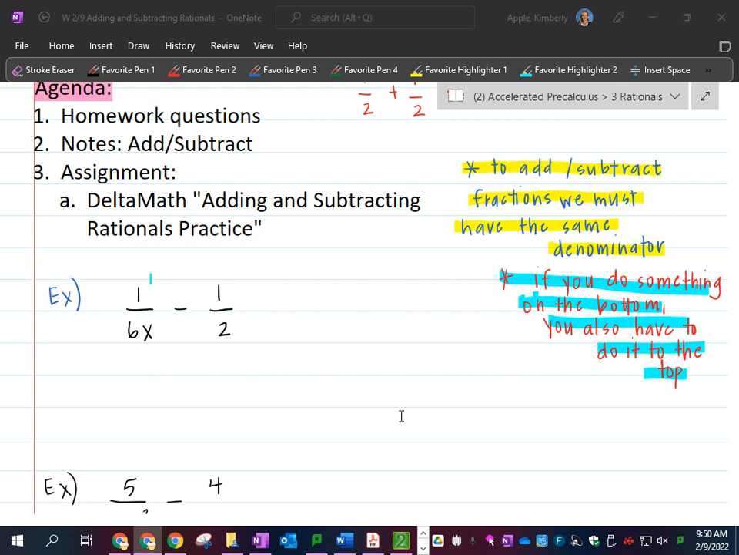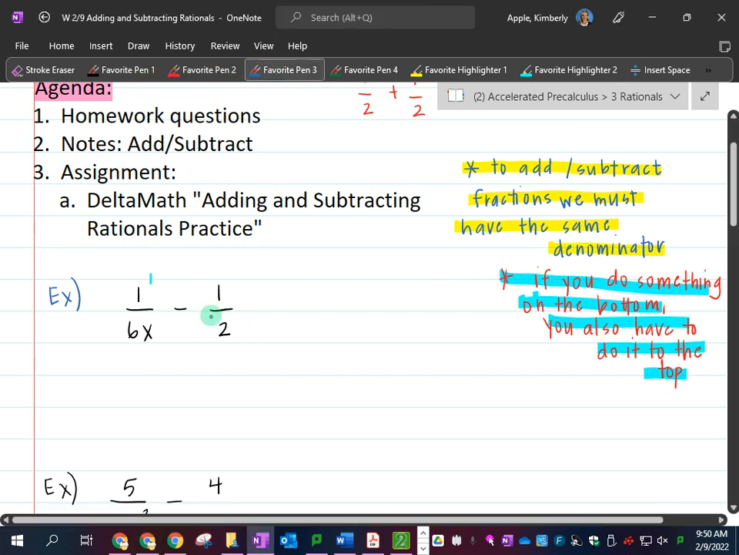So the question I'm asking myself here is, what can I multiply by this one to make it look like this one? If I multiply by 3x, right? So if I multiply this by 3x, I'll have 6x, right? So that's going to give me these like denominators, and here comes the second critical rule. If you do something on the bottom, you also have to do it on the top, right? So if I multiply by 3x down here, I have got to multiply up here as well.